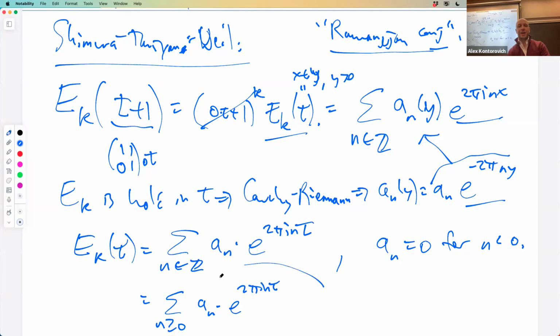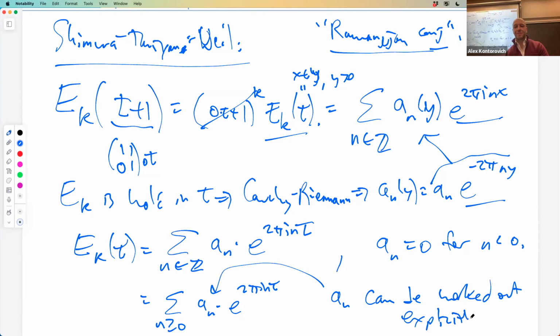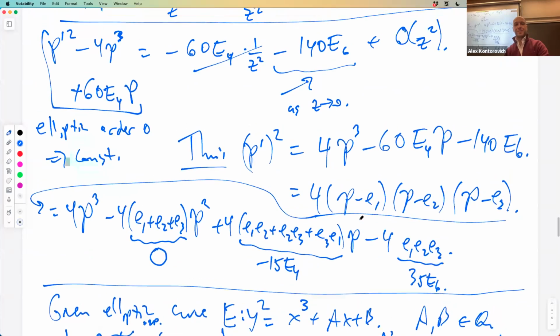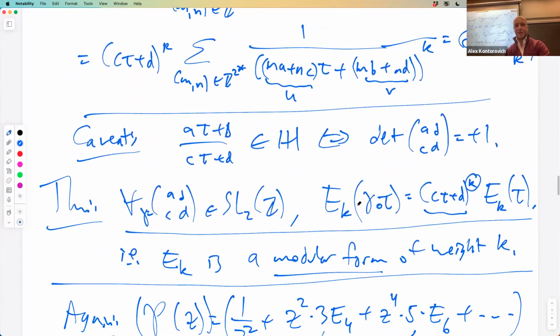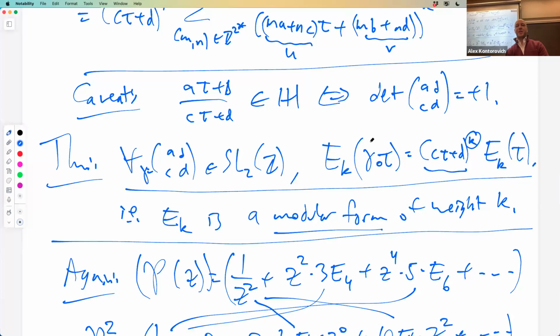And in the book, you'll work out that this sum really goes over n positive, with some coefficients. And Stein-Shakarchi work out what this a_n is. It can be worked out explicitly in the case of Eisenstein series. But for more general modular forms, cusp forms, let me not say what cusp forms are, for more general modular forms, things that have this transformation law, those a_n are mysterious.